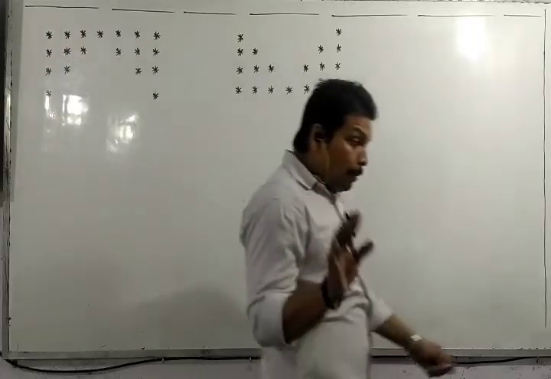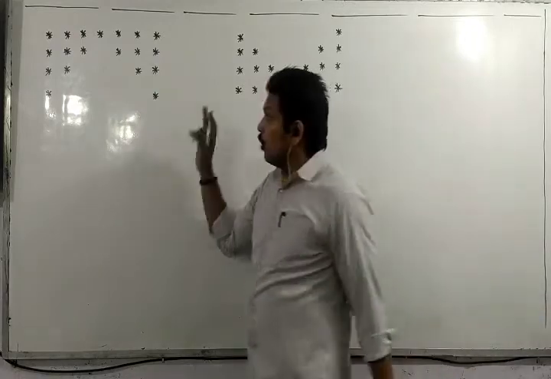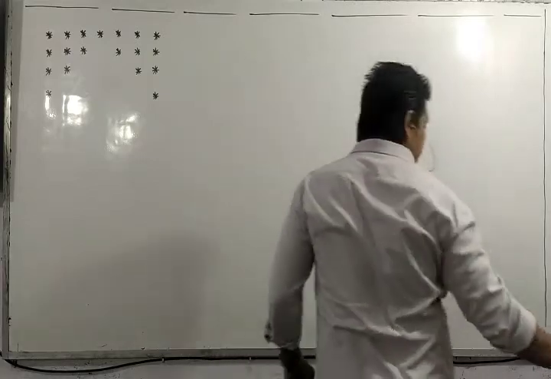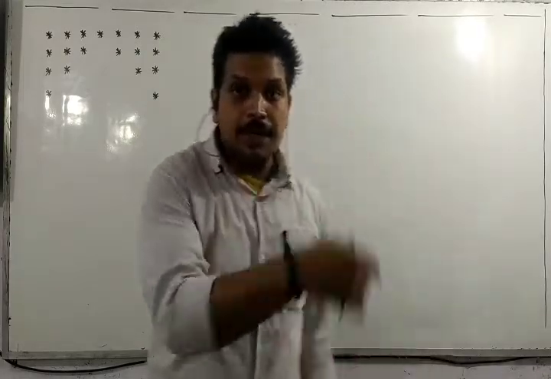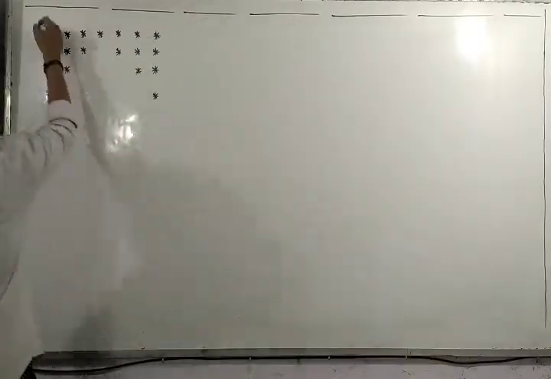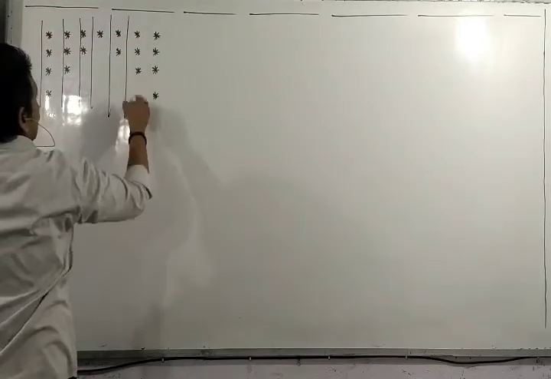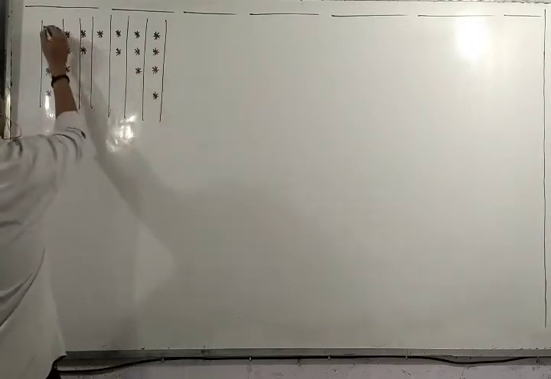Clear? So step number 1 is draw the pattern on your notebook. Then second step is draw the grid lines.